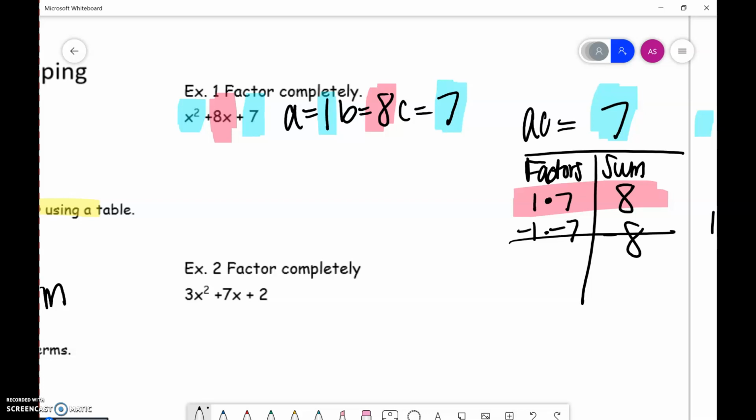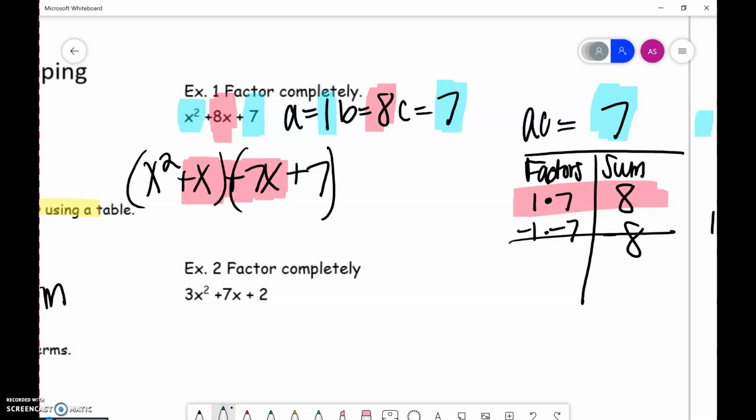Okay, so I'm going to keep the x squared, and I'm going to keep the +7. Then I'm going to split the middle. So 8x is going to become x plus 7x. And as I said before, you can write that in either order. It's going to work out the exact same. So then I'm going to go ahead and split or group it together.